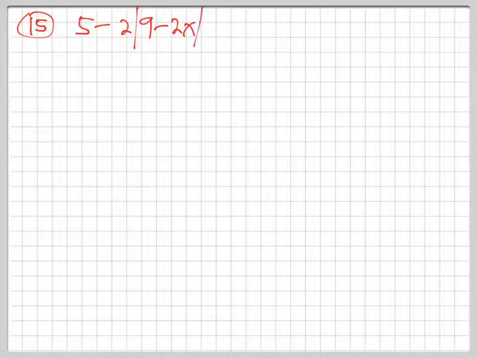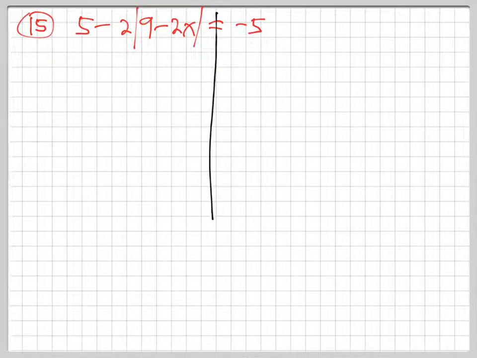All right, 15. 5 minus 2 times the absolute value of 9 minus 2x equals negative 5. Okay, so it wants me to solve for x. So there's some important steps here that you need to know about.